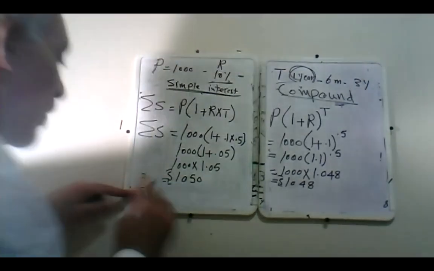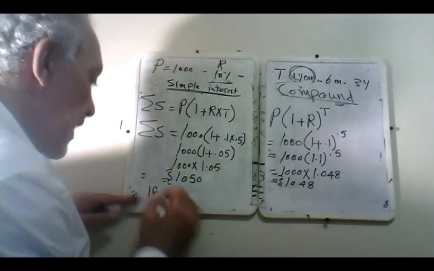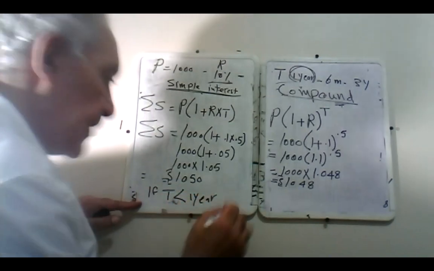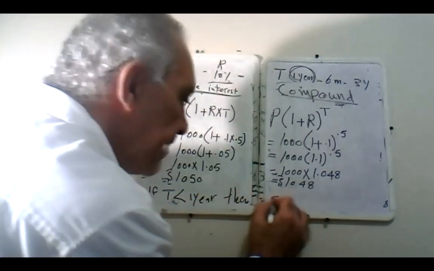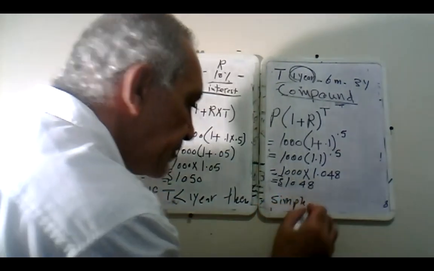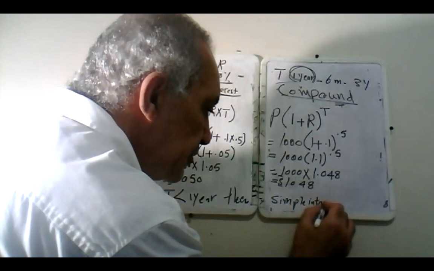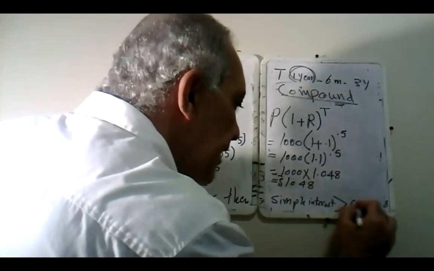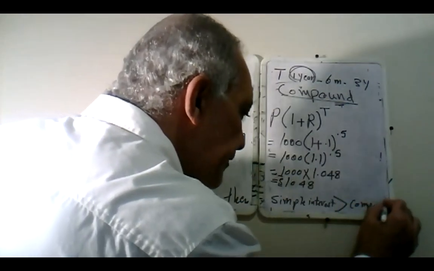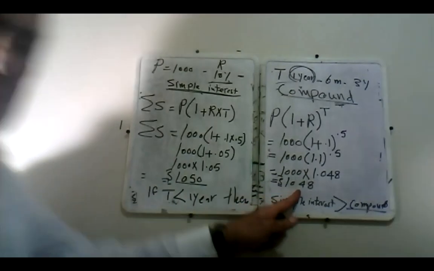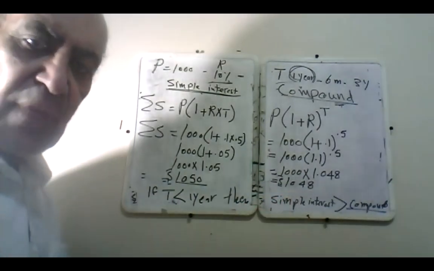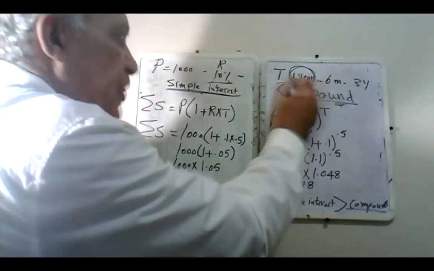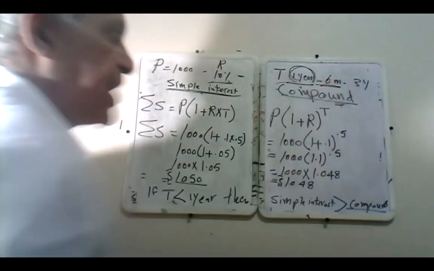Let's see now. If t, or time, is less than 1 year, then the simple interest, which is 1,050, is greater than the compound interest, because the compound interest is only 1,048. So this was the second example, or the second case, which is 6 months. Now we have finished 1 year and 6 months.